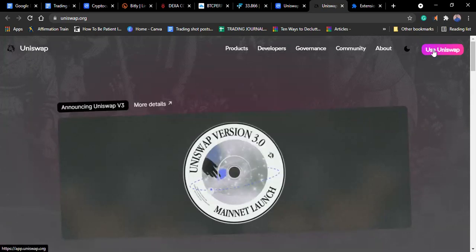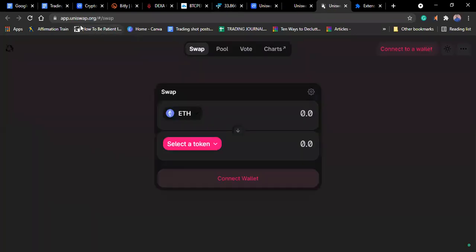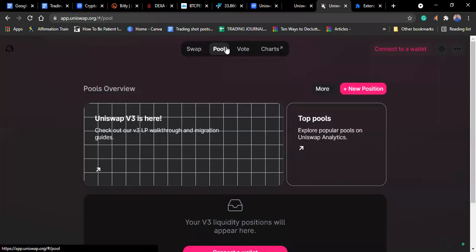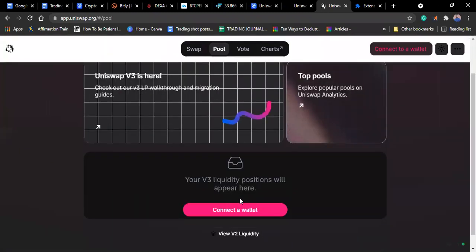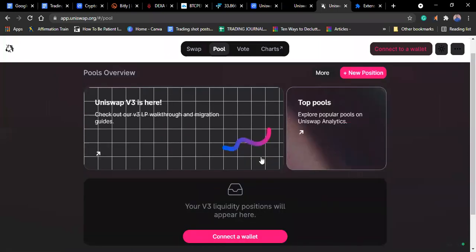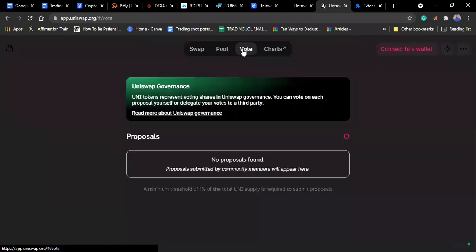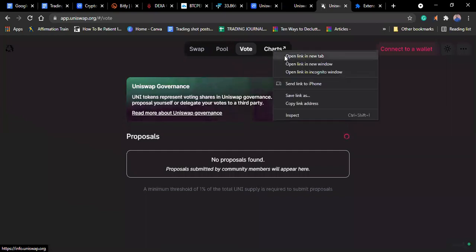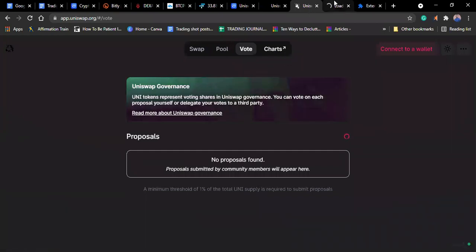Okay, click on use Uniswap. So it opens app.uniswap.org. Things you can do: you can swap, you can pool. There's what they call liquidity pool. See it here, liquidity positions. You can provide liquidity. It's called liquidity pool. Then you can vote. Then they just added this function where you can view charts. I'm just seeing it here.